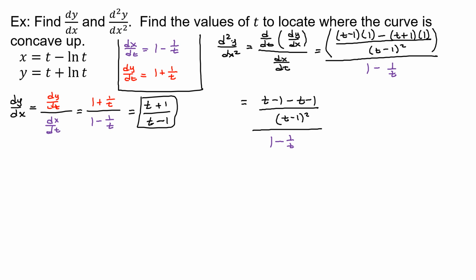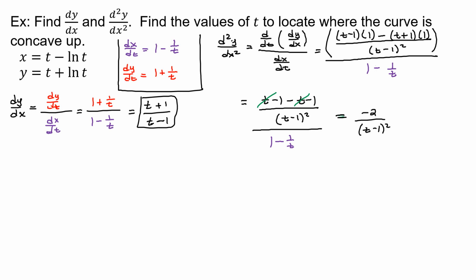I mentioned before, if you ever have a power that's the same on the top and the bottom and you do the quotient rule, there's a good chance that that power will cancel, and that does happen here. So at that point, I'm left with just a negative 2 over t minus 1 squared.